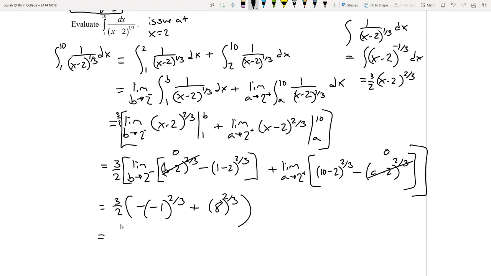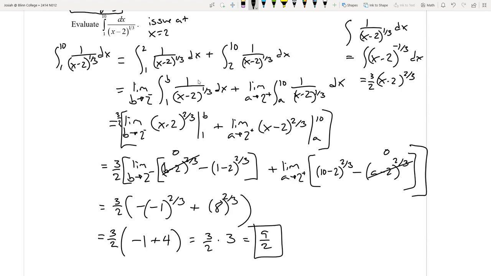And so we'll go ahead and take the cube root of negative 1, we get negative 1. Square it, we get 1, but we still have this minus in front of it here. Plus, we get cube root of 8 is 2, square it, we get 4. So we get 3 halves times 3, so we get 9 halves. And so that'll be our final answer for that one.